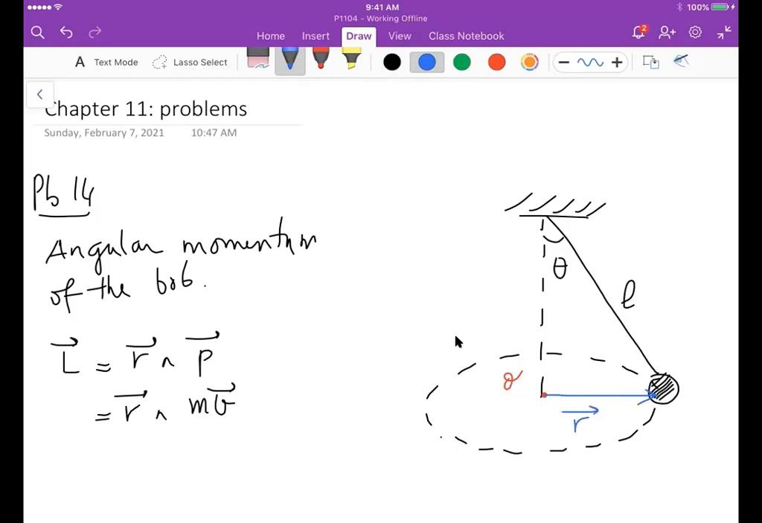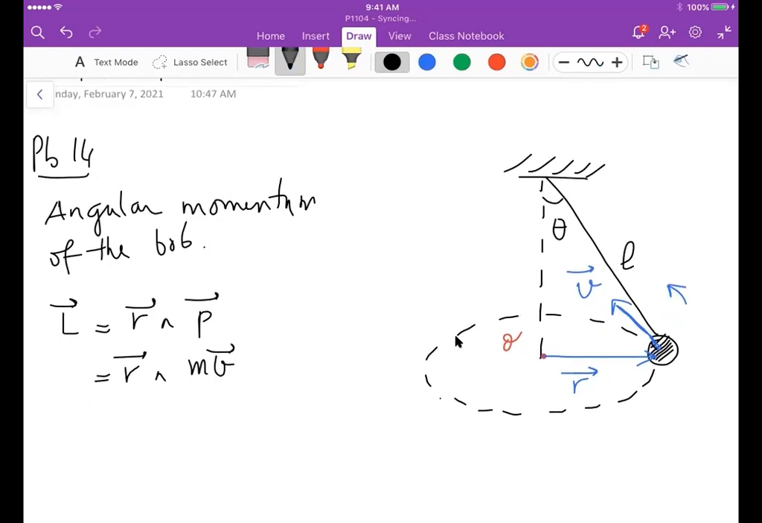And the velocity of the bob is quite easy to determine, because you all know that if we have a particle moving on a circular path, the linear velocity of this particle is tangent to the circle. So the particle is rotating in this direction, so v is tangent to the circle, and therefore v is given by this vector. Okay? So we are asked to find the magnitude of the angular momentum. So we can write L as equal to the magnitude of r, which is r, times the magnitude of mv multiplied by the sine of the angle between r and v.